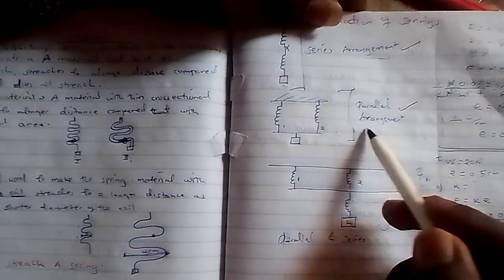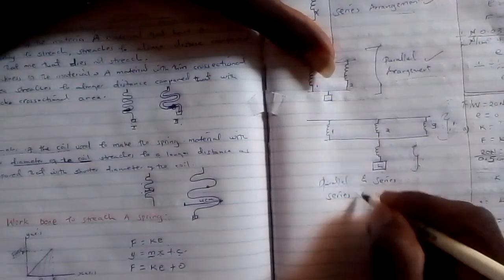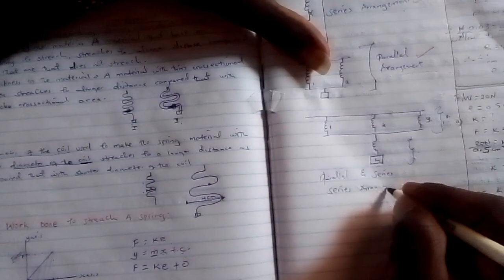Okay, now let's look at an example on series arrangement, on a parallel arrangement, and on the combination of the two, the series and the parallel. Let's start with the series. The series arrangement, we have been given such a question. Determine the total extension of the system. And the system is this one.